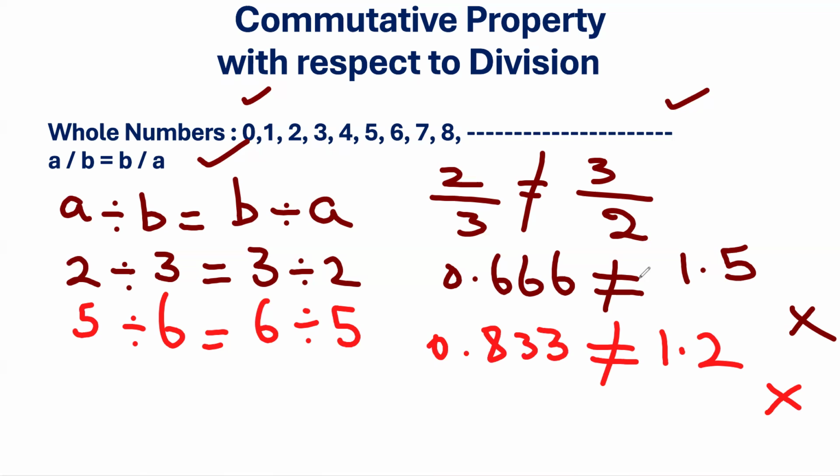6 divided by 5 will give you 1.2. It's not equal to 0.8333. So the commutative property is false with respect to division in the set of whole numbers. Like this, you have to check all the properties: commutative property with respect to addition, multiplication, subtraction, and division.